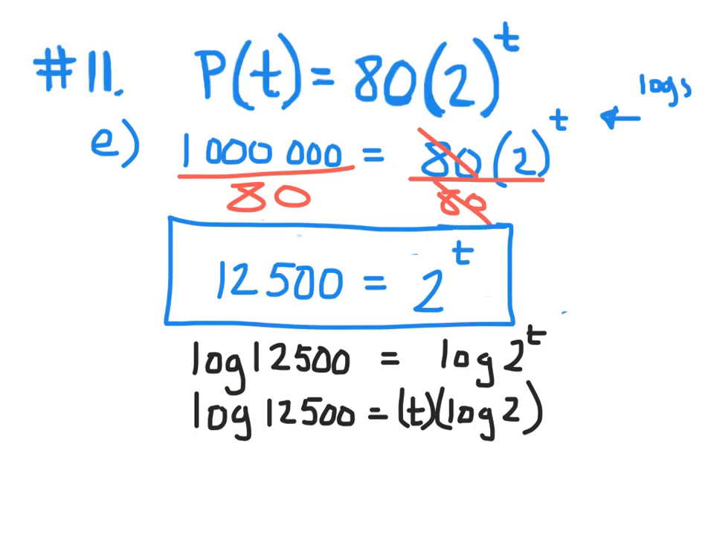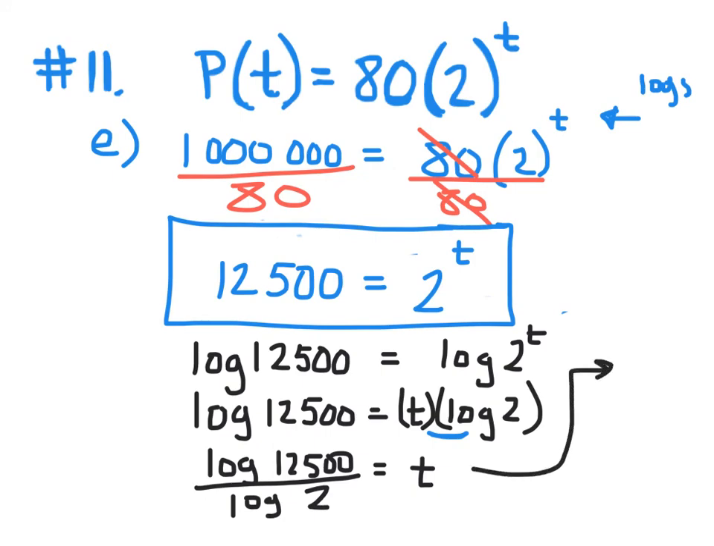So this is t multiplied by the log of 2 on this side. And so now I can get rid of log of 2 to the other side, since this is multiplication, if I bring log of 2 to the other side, it will become division. So I have log of 12,500 divided by log of 2. And when I complete this problem, I'm going to get that t is equal to approximately 13.6 hours.